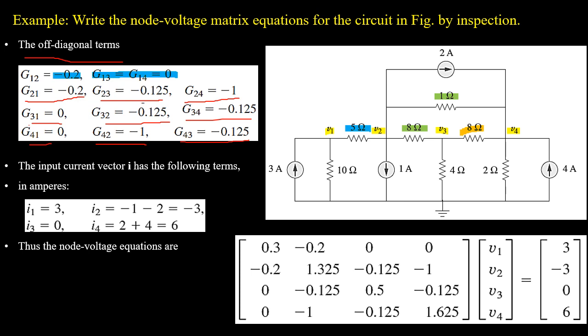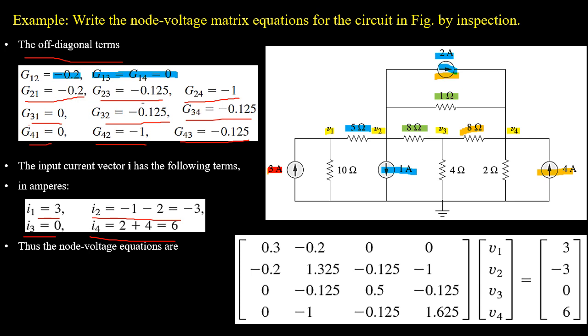The current from an independent current source of 3 ampere is entering at node 1, so I1 will be equal to 3 amperes. At node 2 we have two current sources and their current is leaving from node 2, so I2 will be equal to minus 1 minus 2, and this will be equal to minus 3 ampere. Now no current source is directly connected to node 3, so I3 will be equal to 0. Now at node 4, current from two independent current sources is entering, which are of 2 ampere and 4 ampere, so I4 will be equal to 2 plus 4 equal to 6 amperes.